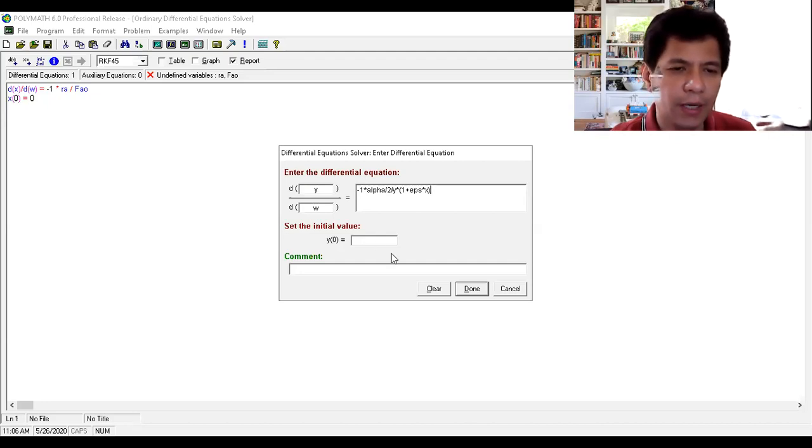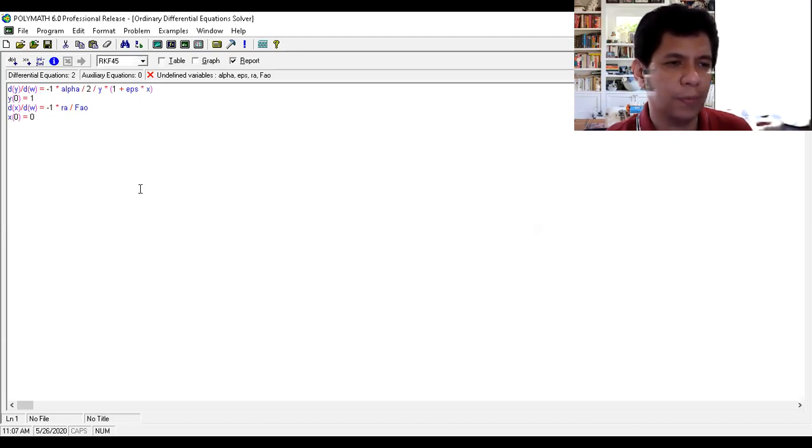Okay. And then the initial value of y is equal to 1. So this is the second equation, the differential form of the Ergun equation. Alpha is just the constant of the Ergun equation. Okay, so just press done, and you will have the second equation in Polymath.